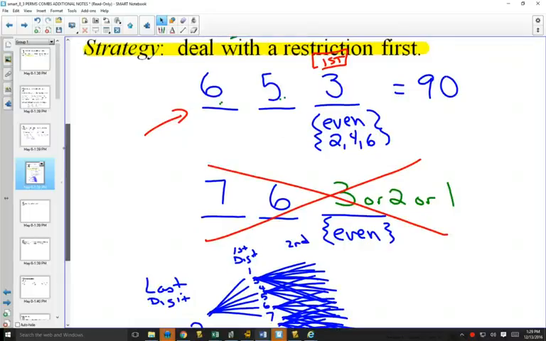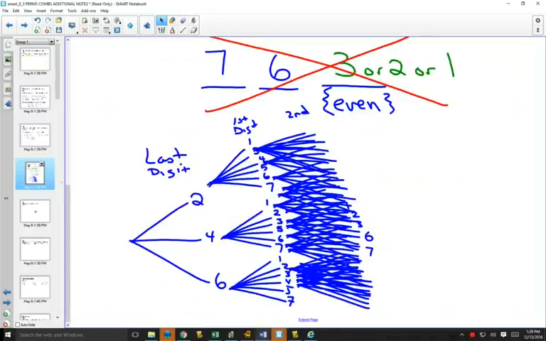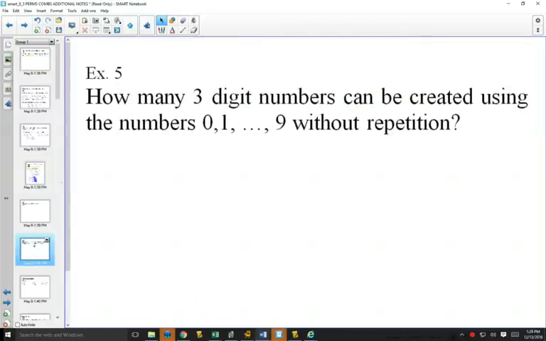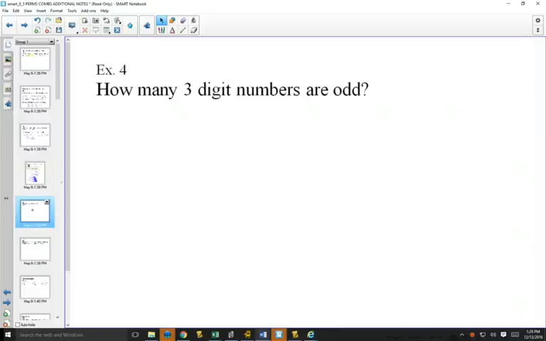So I want you to do this, example 5. No, that's not the one I want you to do. Example 4, again, using the numbers 1 through 7, but now I want you to figure out the odd ones. And once you've got your answer in one way, I want you to think about it and see if you could get the same answer using a different strategy.